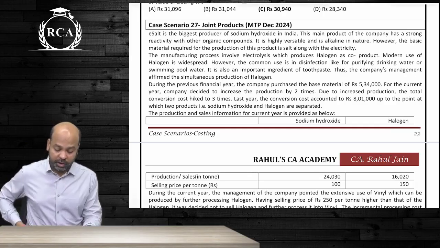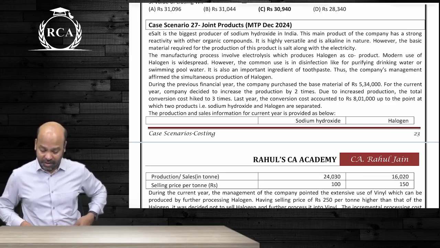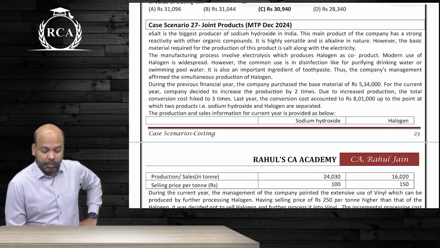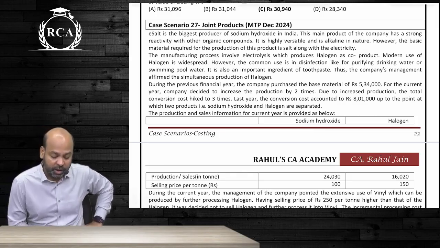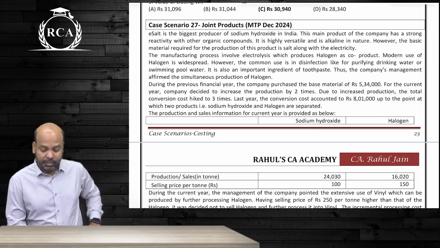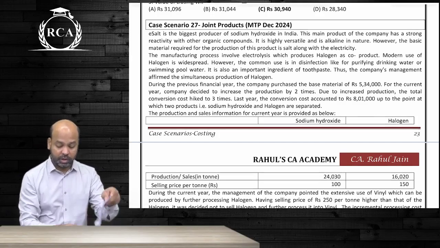Modern use of halogen is widespread. However, the common use is in disinfection, like for purifying drinking water or swimming pool water. It is also an important ingredient of toothpaste. Thus, the company's management affirmed the simultaneous production of halogen. Bhashan hai beta pura. During the year, the company purchased the base material of rupees 5,34,000. यहाँ से important है.